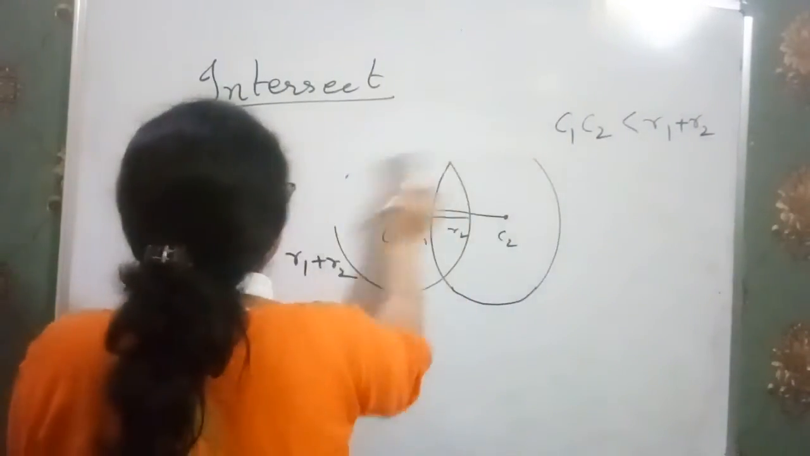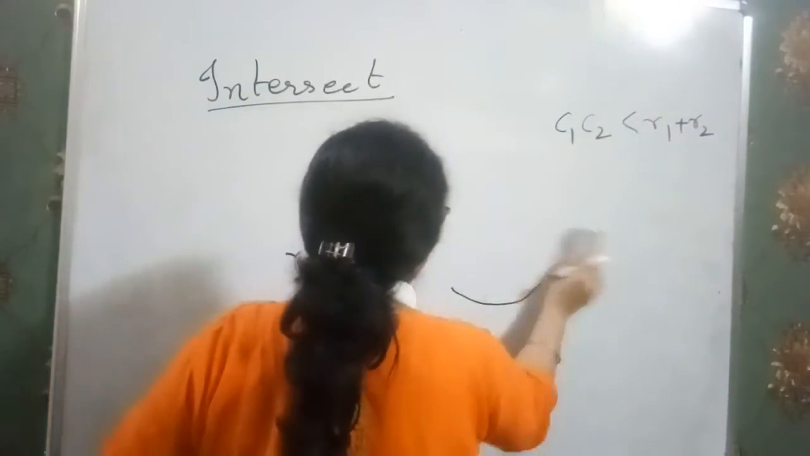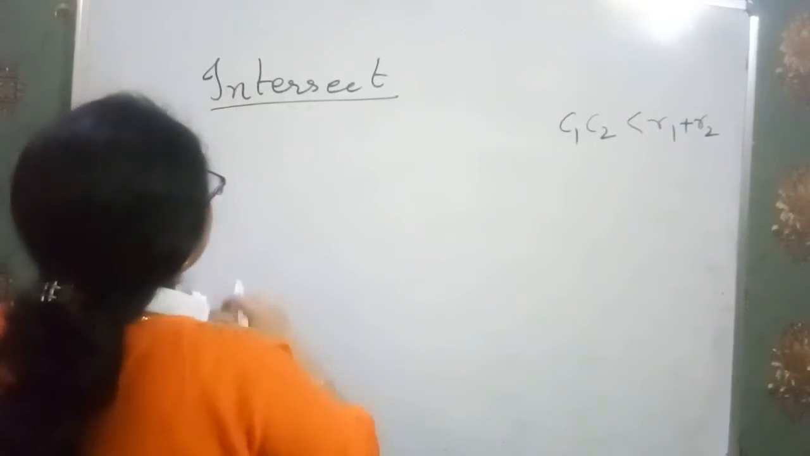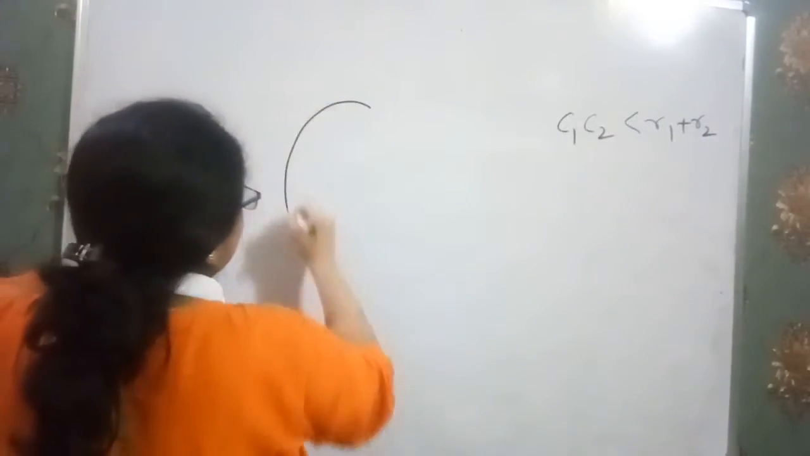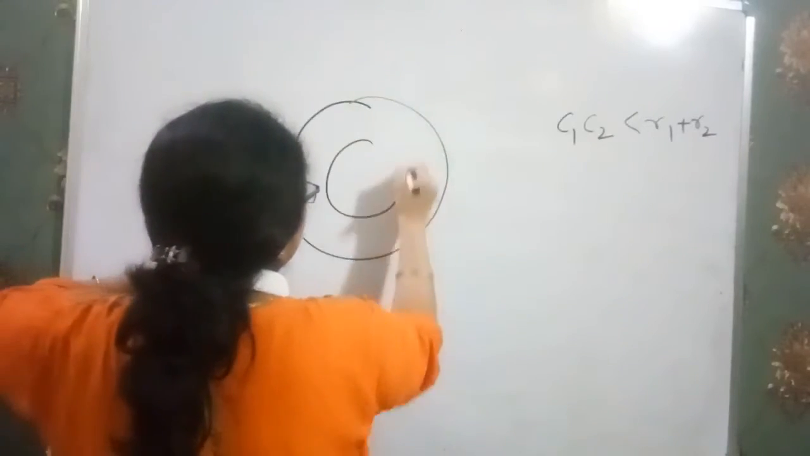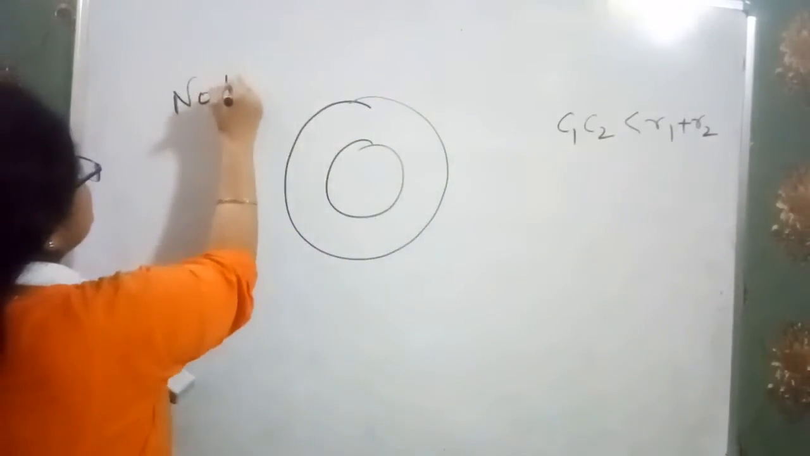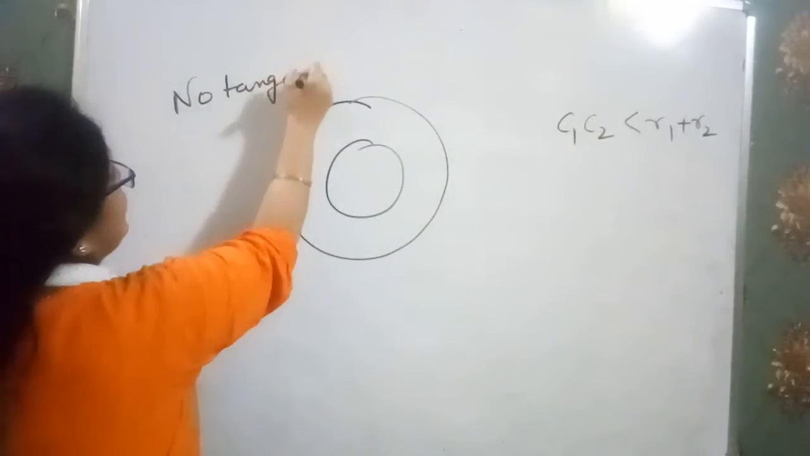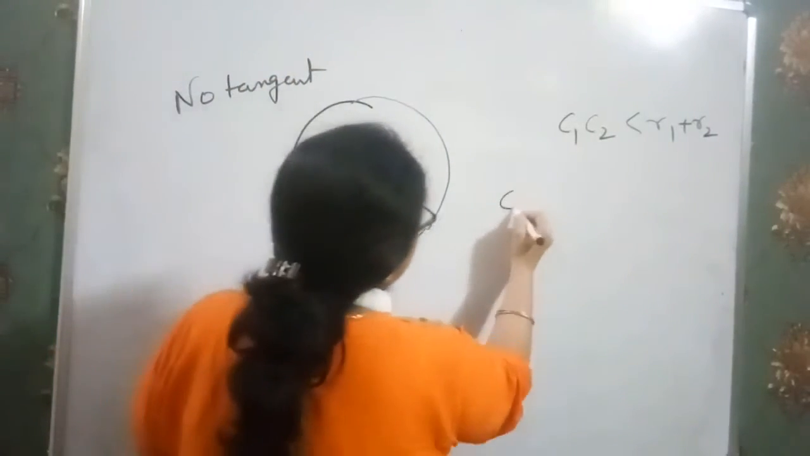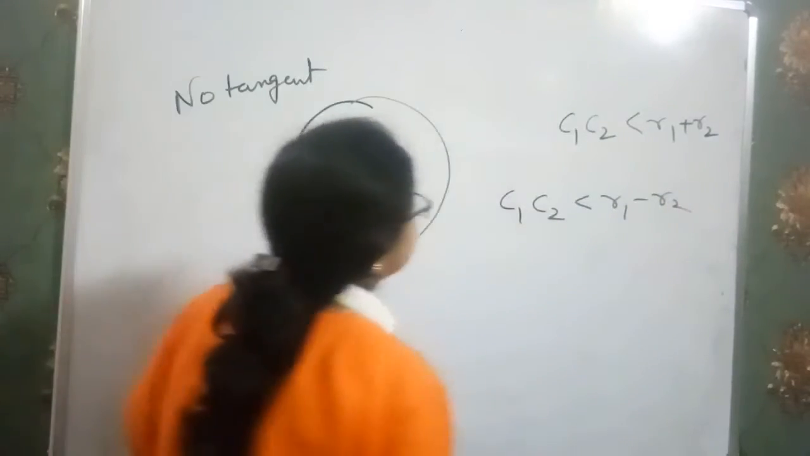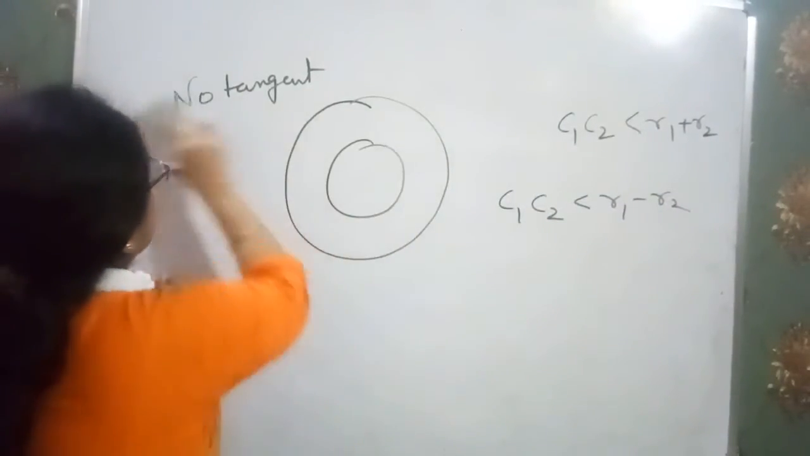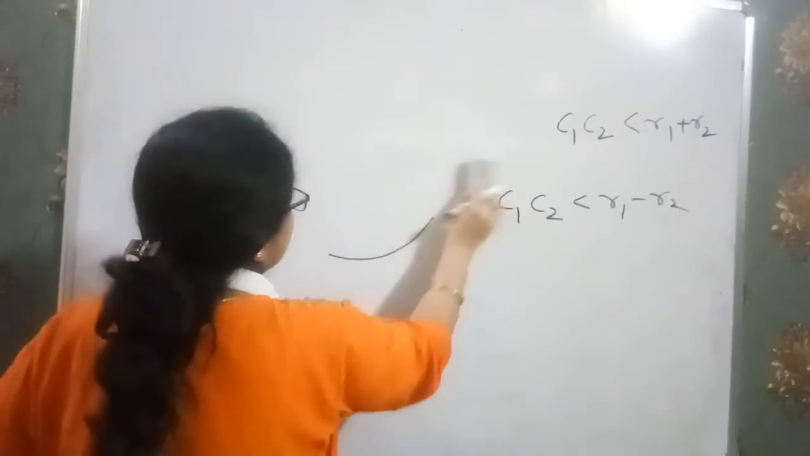Now there's one more case, when one circle is contained in another. When one circle is contained in another, there is no tangent, and the case is what? C1C2 is less than R1 minus R2. Okay. So I will just make a table over here.